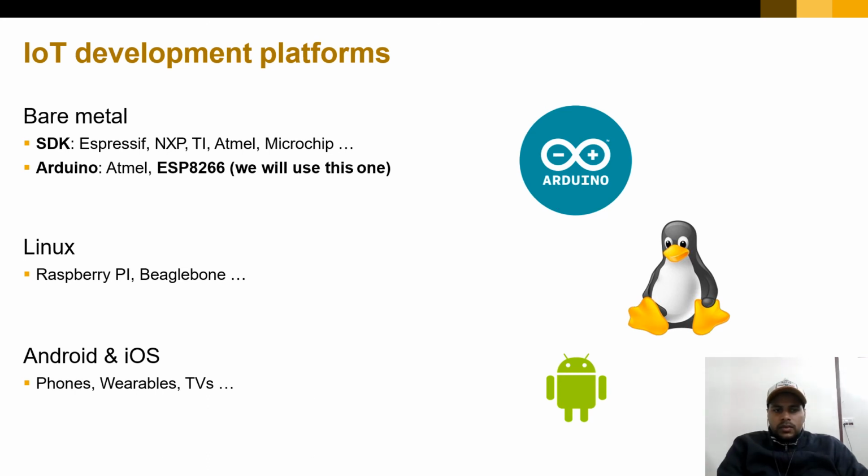The second one is Linux. You must have known the Raspberry Pi. It's one of the examples of a Linux platform. The second one is BeagleBone. And for Android and iOS, there are phones, wearables, TVs, etc.